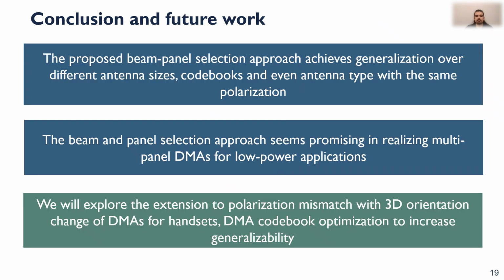To conclude, the proposed beam and panel selection approach achieves generalization over different antenna sizes, codebooks, and even antenna type with the same polarization. The beam and panel selection approach seems promising in realizing multi-panel DMAs for low-power applications. And in future work, we will explore the extension to polarization mismatch with 3D orientation change of DMAs for handsets, and DMA codebook optimization to increase generalizability.